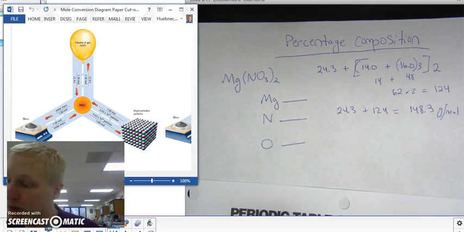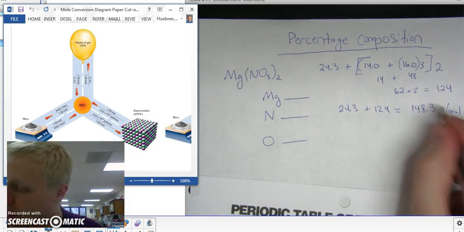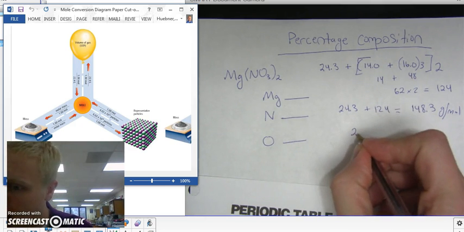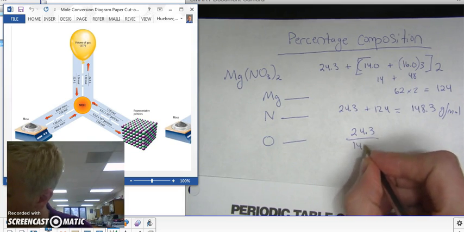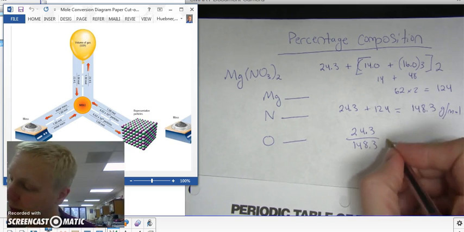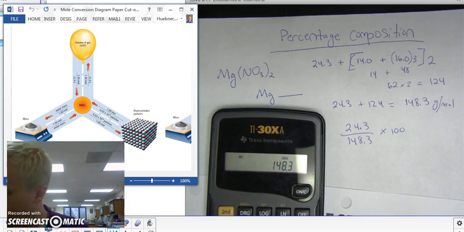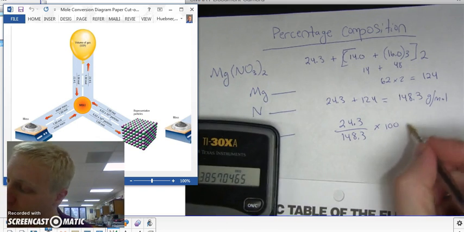So now what I have to do is take the mass of all of the magnesiums in this compound and divide it by the overall mass of the compound. So we said magnesium is 24.3. So I'm going to take 24.3 and I'm going to divide it by 148.3. And since I'm finding a percent, I have to multiply the whole thing by 100. Alright, so here we go. We got 24.3 divided by 148.3 times 100. Looks like 16.38.